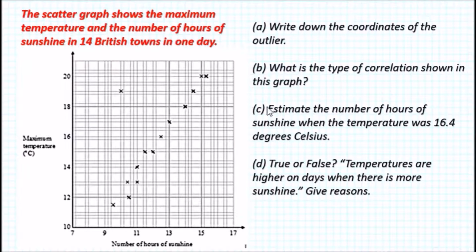Now, let's look at the questions and try and answer all four of them. Okay, so it says write down the coordinates of the outlier. Now, an outlier is pretty much a value that does not fit the pattern. And just looking here, clearly this X on the left here is an outlier. So I'm just going to circle it. Okay, so this is the outlier.